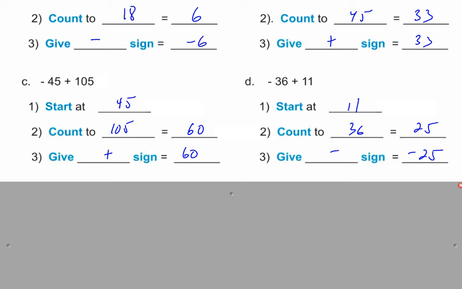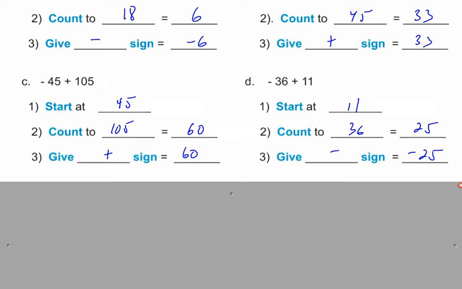Better be negative. There's more negatives than positives, right? Better be a negative 25 because there's more negatives than positives. 11 positives wiped out 11 of the 36 negatives. How many negatives are left? 25. Hence the answer is negative 25. That's all you've got to do.